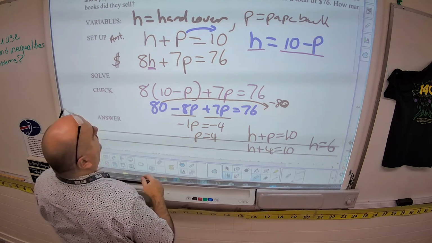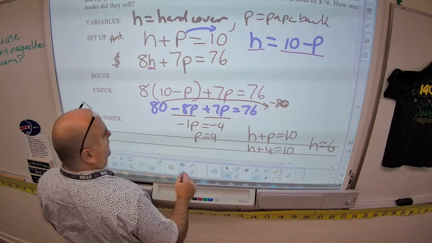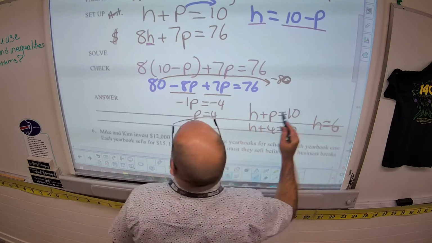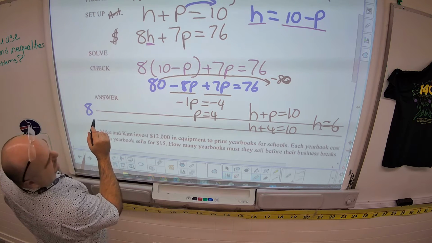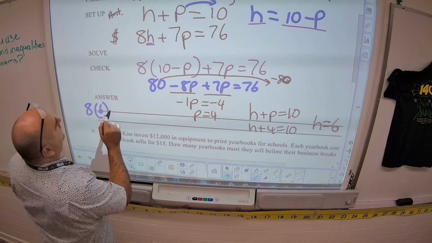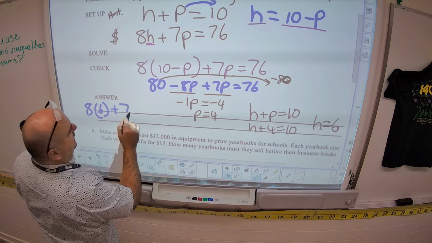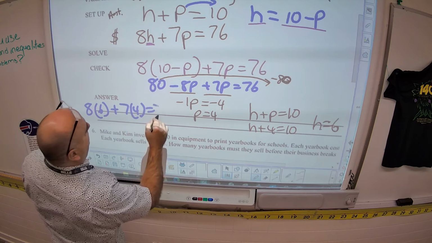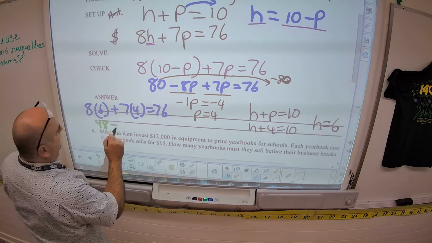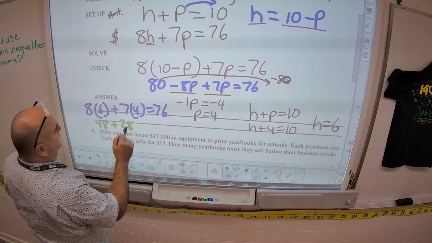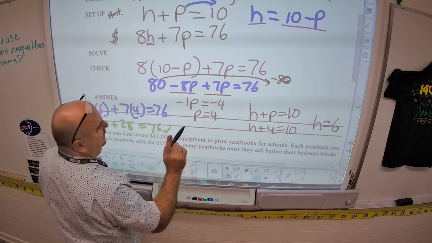Okay, and does that check out? So let's see if it checks. Is 8 times H, which is 6, 8 times 6 plus 7 times 4, does that equal 76? So 6 times 8 is 48, 7 times 4 is 28, that's 48 plus 28, 76, and it checks.